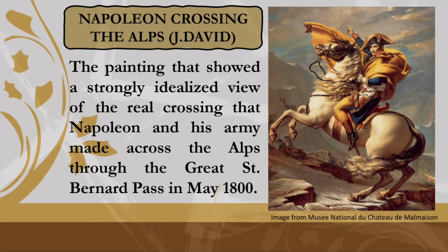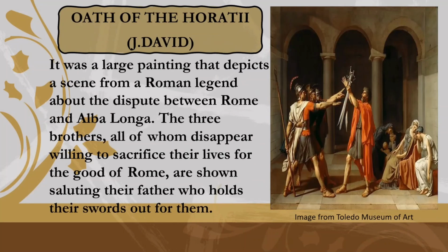Next is the painting called Napoleon Crossing the Alps. This is the painting that showed the strongly idealized view of the real crossing that Napoleon and his army made across the Alps through the Great Saint Bernard Pass in May 1800s.